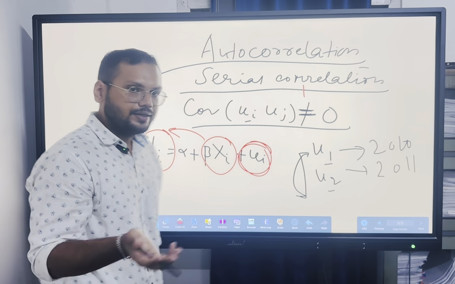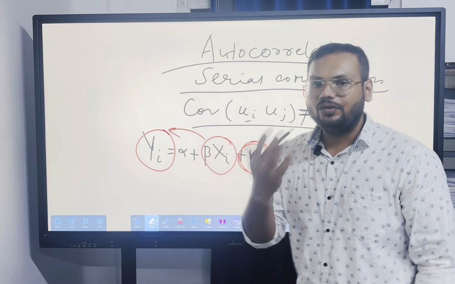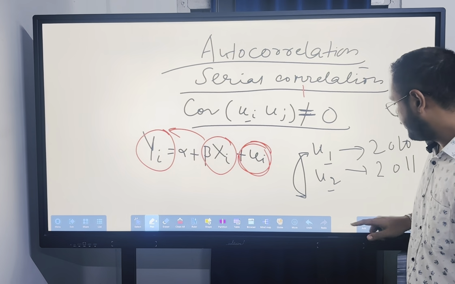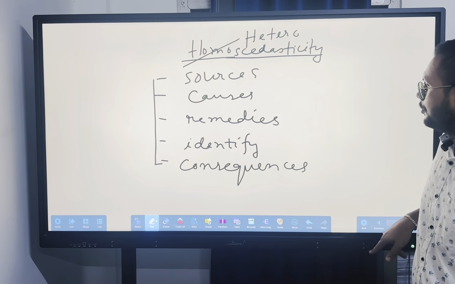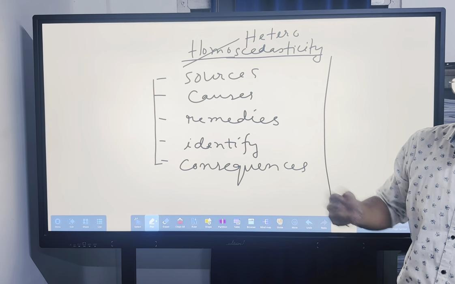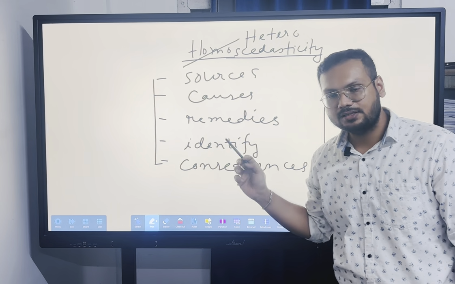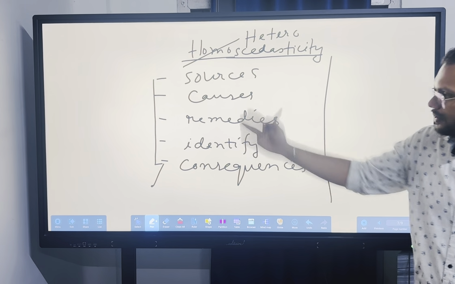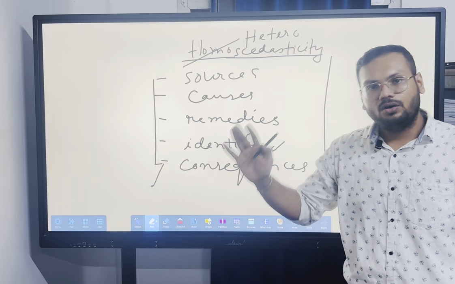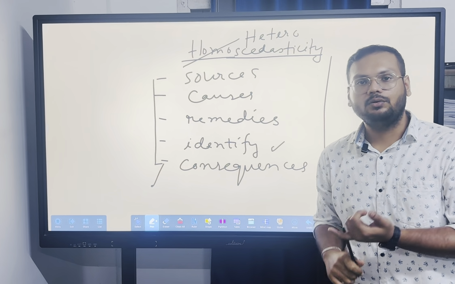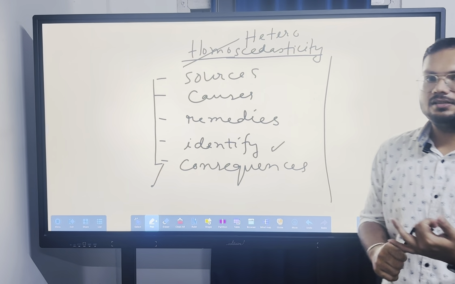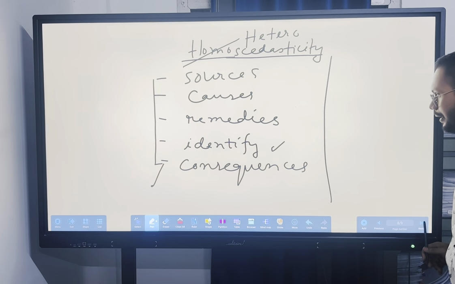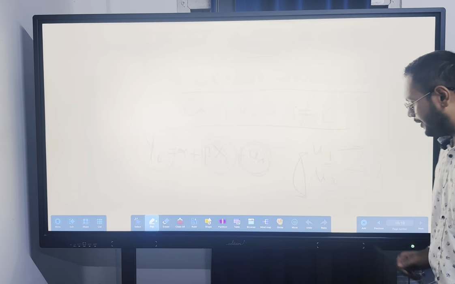Again, now let's recap the whole thing. I'm again repeating that we will look at these things in a separate class, where there will be sources, causes, remedies, how to identify them, and what the consequences can be. These things we will see in another class for all the concepts: multicollinearity, heteroscedasticity, and serial correlation. Now finally, again let's do a quick recap.